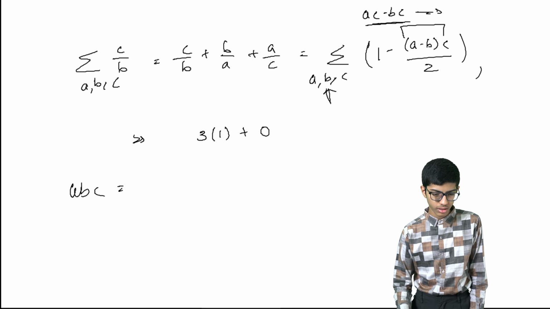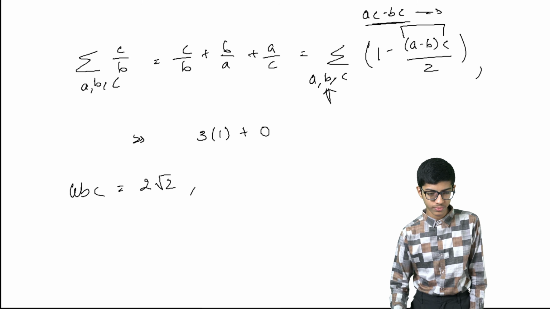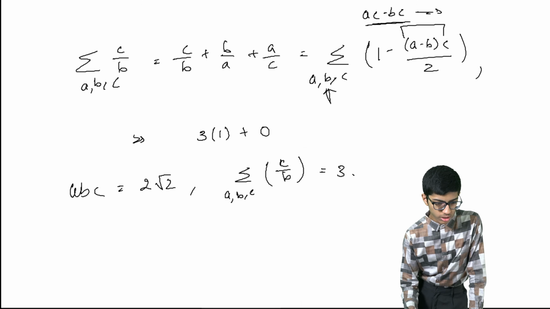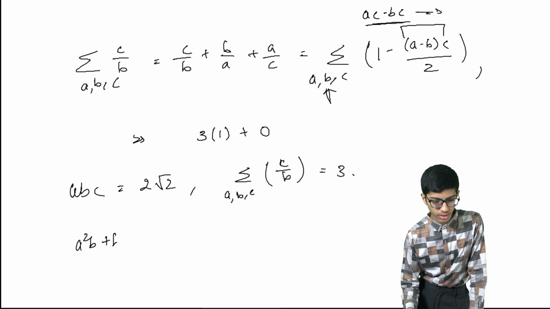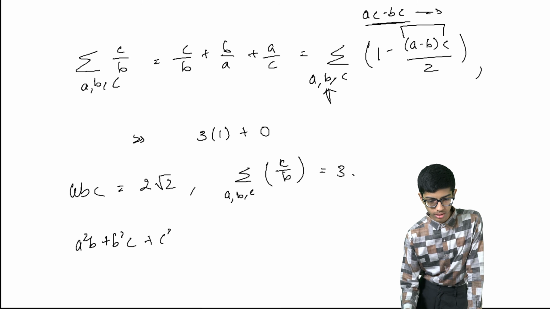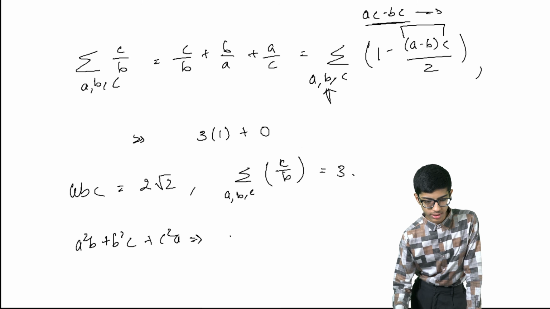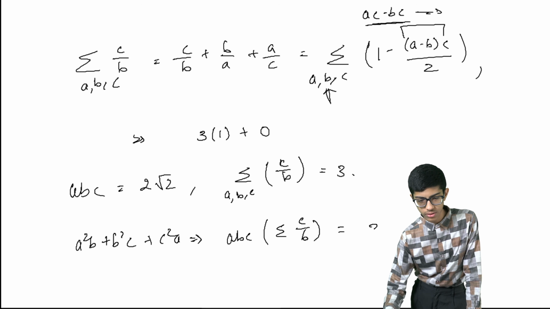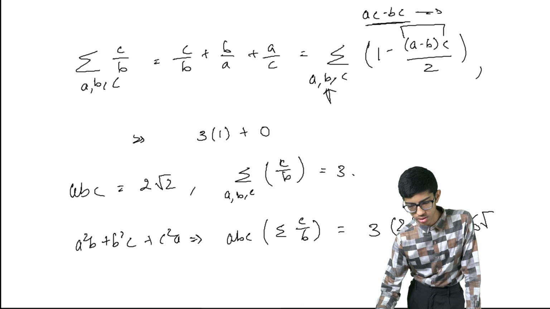This gives us abc equals 2 root 2 and summation c by b equals 3. As you may notice, a square b plus b square c plus c square a can be written as abc multiplied by summation c by b, which then equals 3 into 2 into root 2, or 6 root 2.